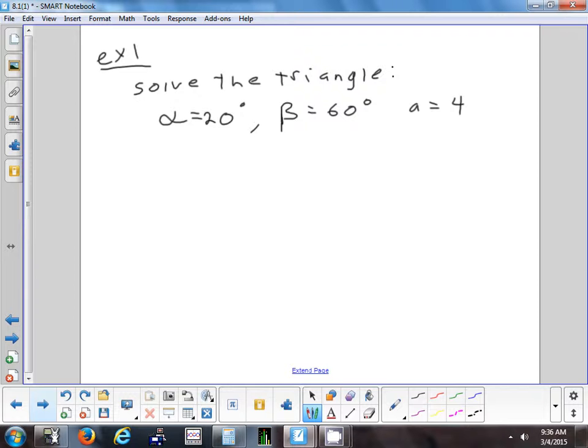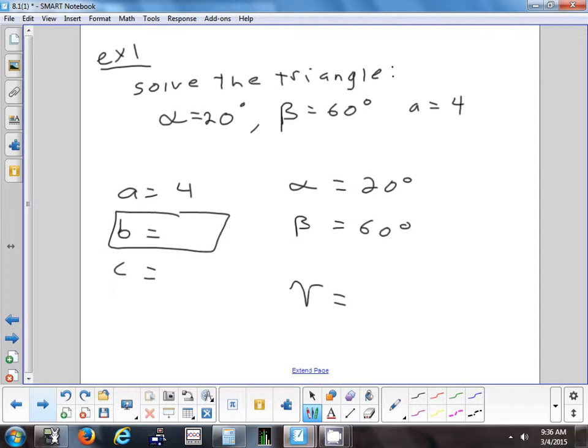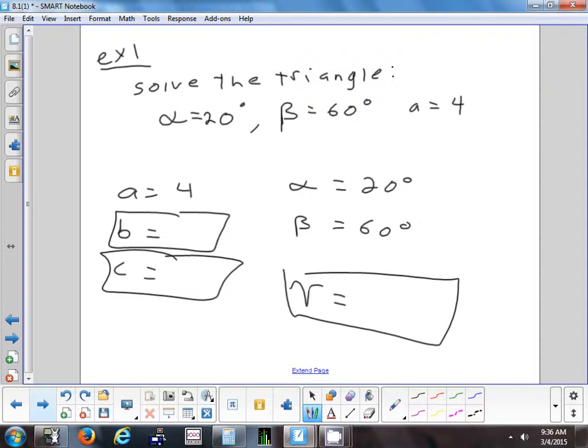Right. So let's just go through a problem. All right, so first thing we want to do is set up a table. A, B, C, alpha, beta, gamma. Fill in what you know. Alpha's 20, beta's 60, A is 4. I'll put boxes around what I need to find. Now, eventually, I need to know whether I should use law of sines or cosines. That's obviously a moot point this week. But I'm still going to sketch the triangle so I can see what type it is.